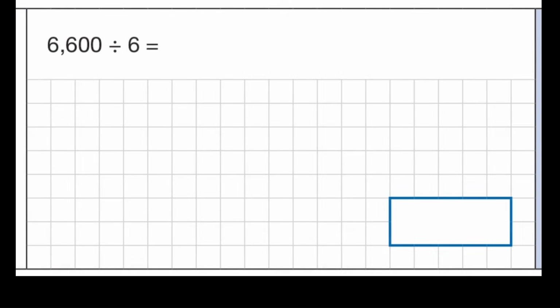Now we have the question 6,600 divided by 6. So pause the video now and have a go. I would do 66 divided by 6, which I know is equal to 11. And as the actual calculation was 66 with 2 placeholders of 0 on the end divided by 6, then I know I need to just put those 2 placeholders of 0 on the end of my 11. So 6,600 divided by 6 is equal to 1,100.